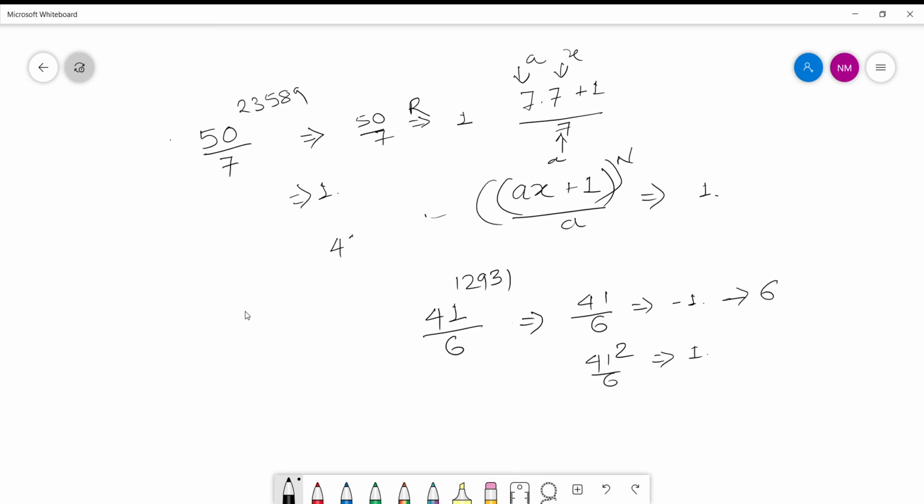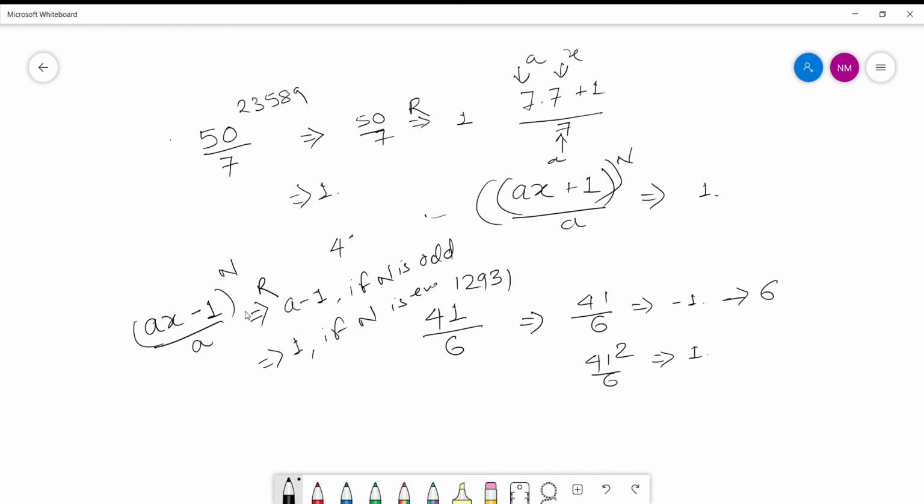So again, we calculated it very simply, and again you can have a generic formula: if I have any number in this form, ax minus 1 raised to the power n, and we are dividing it by a, we can say that my remainder is a minus 1 if n is odd, and it is 1 if n is even, right? So as I told earlier, you're not expected to remember this, because the moment you start applying the remainder theorem, you're definitely going to get the result very soon. But if you just see that there is a number in this form, you can just tick off your answer.